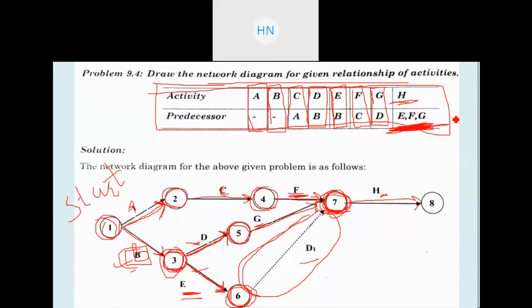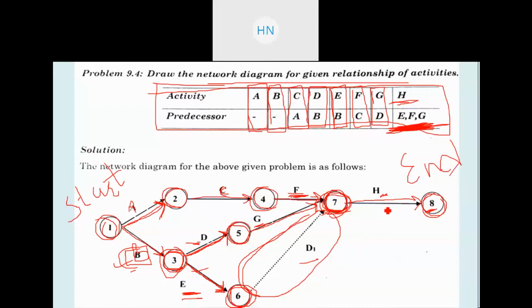And after that there is no data given. So if there is no data given, then we end the network with an ending event or end node, and we will number it 8, right? So this will be your network for this data.